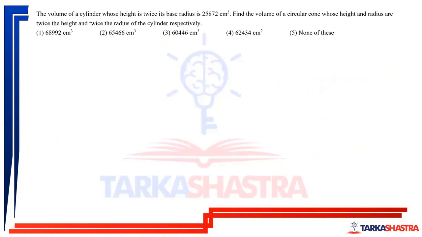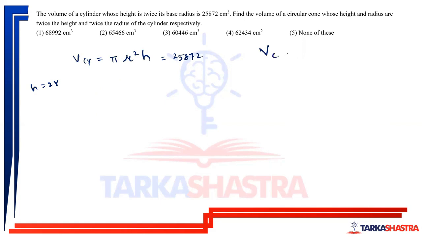Moving forward, the volume of the cylinder whose height is twice its base radius is this much. Volume of the cylinder is what? Pi r square h. Okay. So here the height is twice its base radius, and this volume is 25872. Volume of the circular cone.